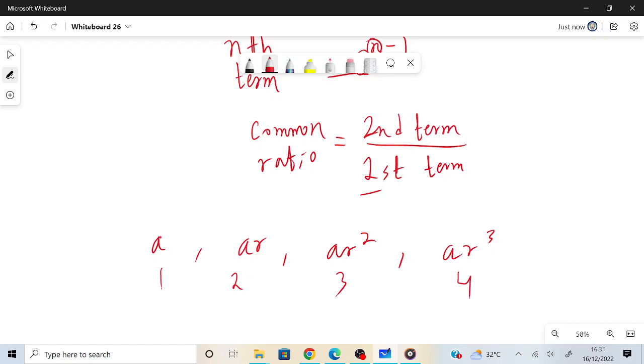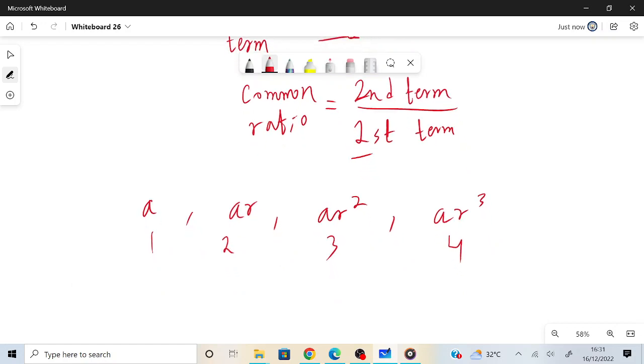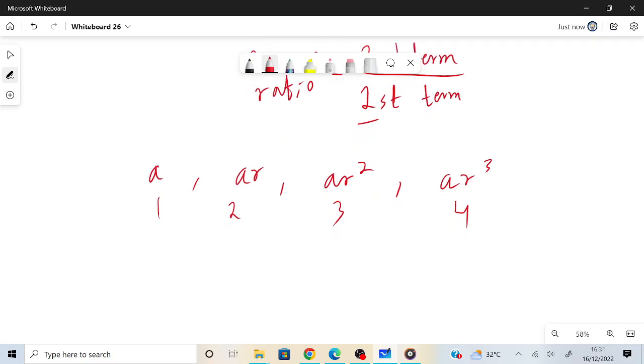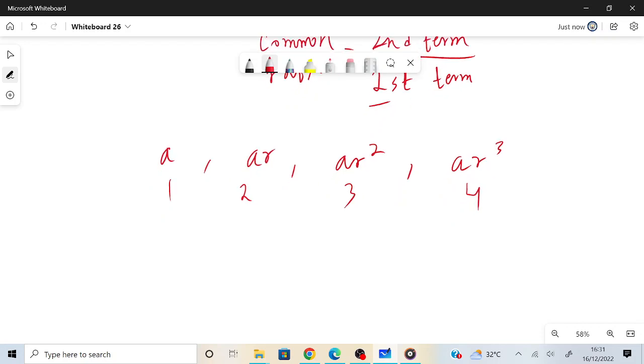So sometimes you may not know your first term or your common ratio, but they can tell you that a particular term, let's say the third term is 44, just for an example. So they say your third term is 44, so you look at your third term, that's AR squared, and it's equal to 44.